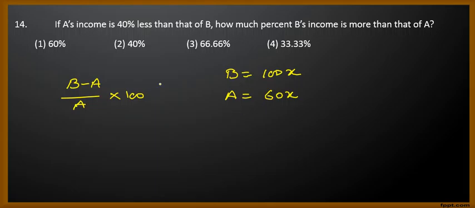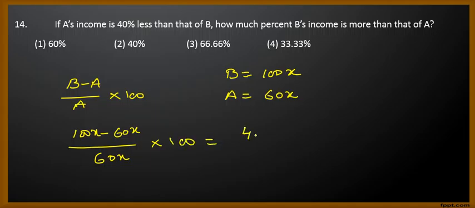So if you substitute these values in the formula, what will you get? 100x minus 60x by 60x into 100, that equals 40 by 60 into 100, which is nothing but 66.66%. So option 3.